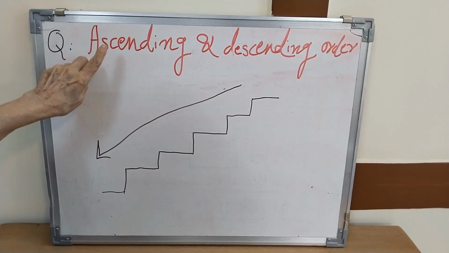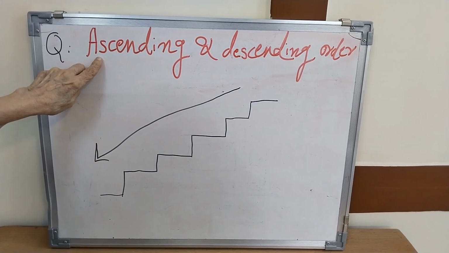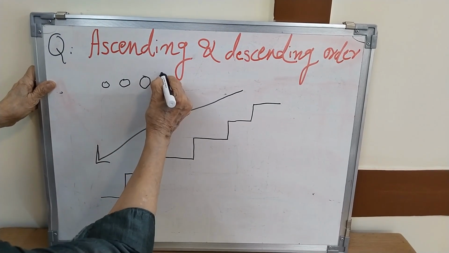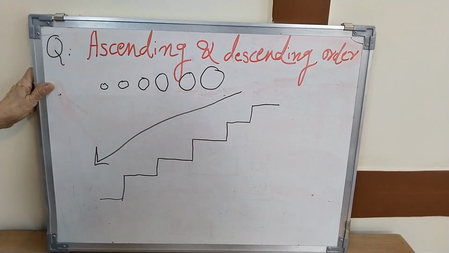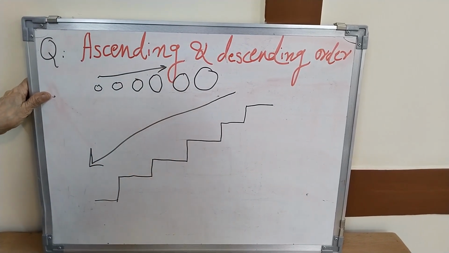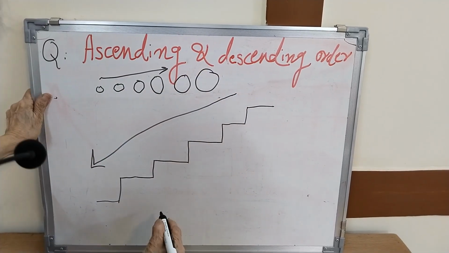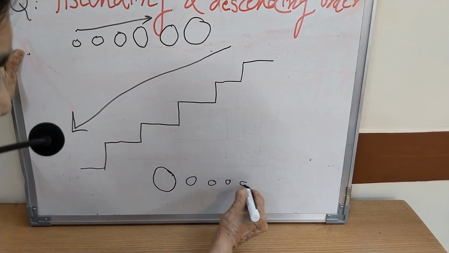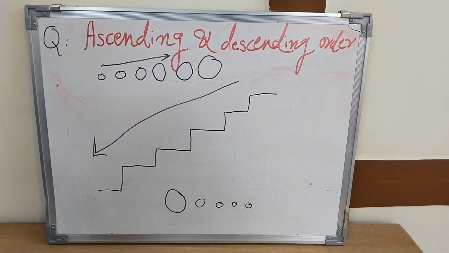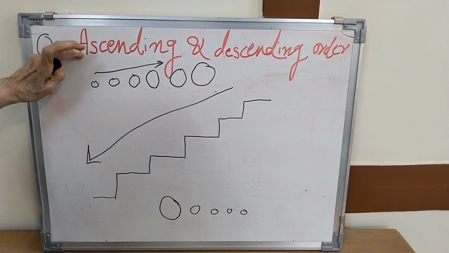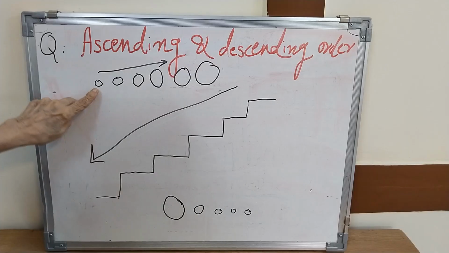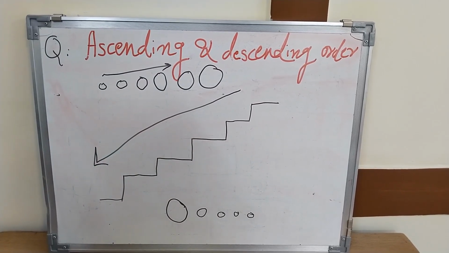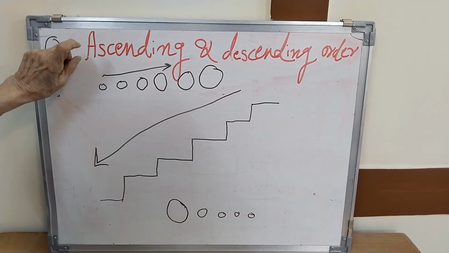Now here ascending means going up, which means we will have to start from the smallest and then go towards a bigger one, still bigger, still bigger. This is ascending. And if we start from the big one and go towards smaller things, then we are descending. So in other words, in ascending, we first start from the smallest number and then proceed towards the greatest or biggest number that is given to us. So first of all, let us take one example of ascending order.